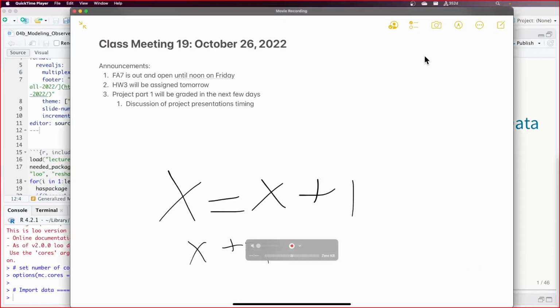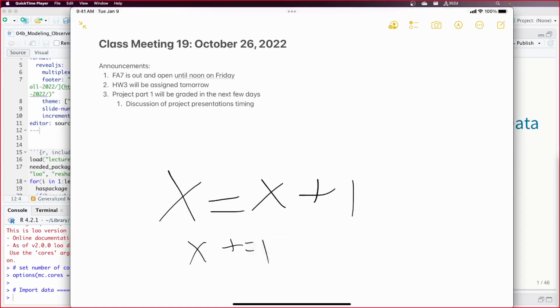So, a couple announcements. Formative assessment 7. Did you get the heads up? It's asking you about the two sides of a model. You can handle that, right? Sweet. I'll have a homework 3 for you tomorrow, hopefully. It'll be latent variable models, at least a very beginning part of it. I will grade your project part 1 soon.